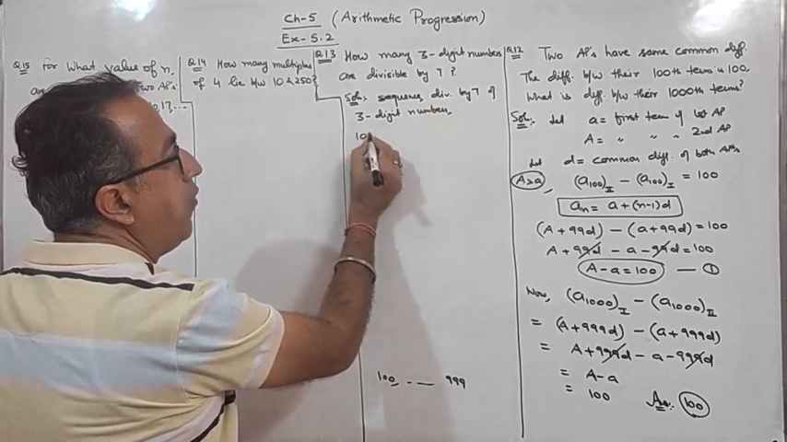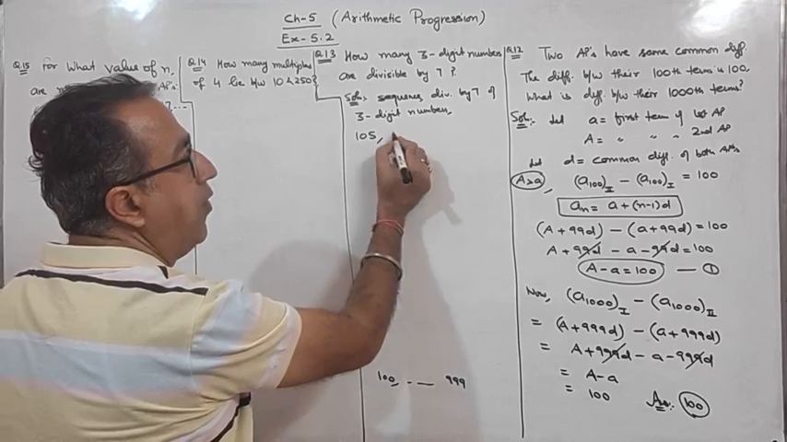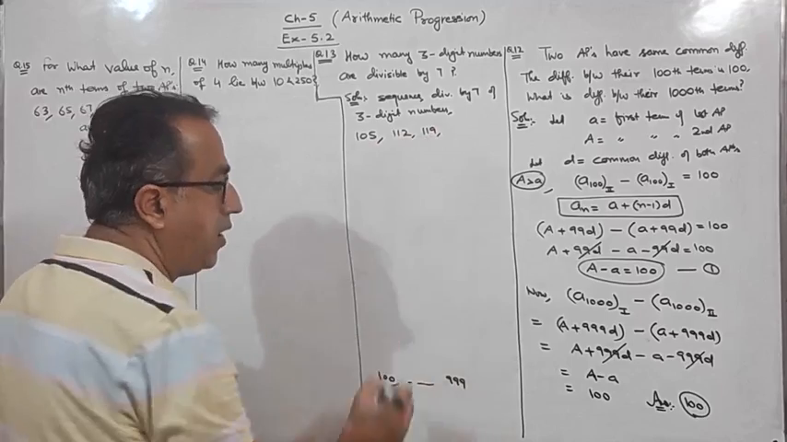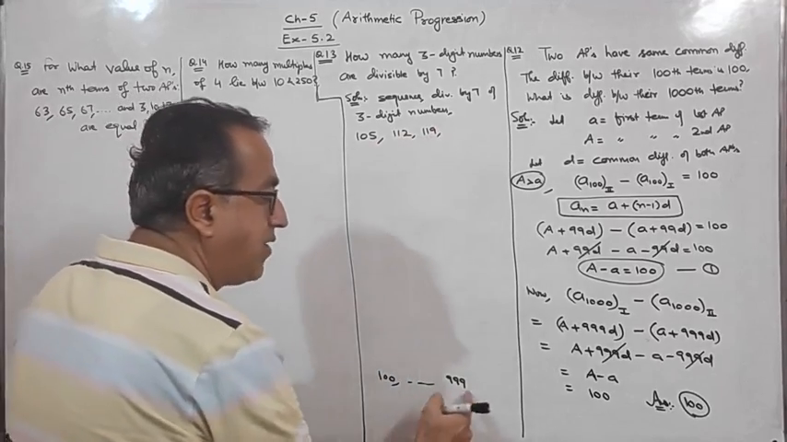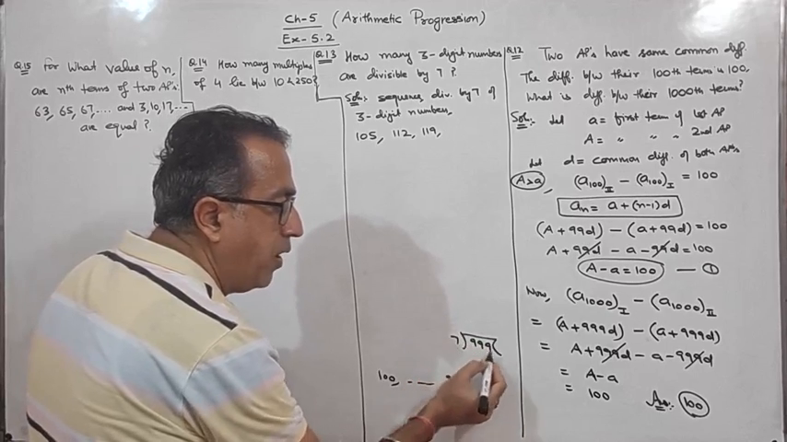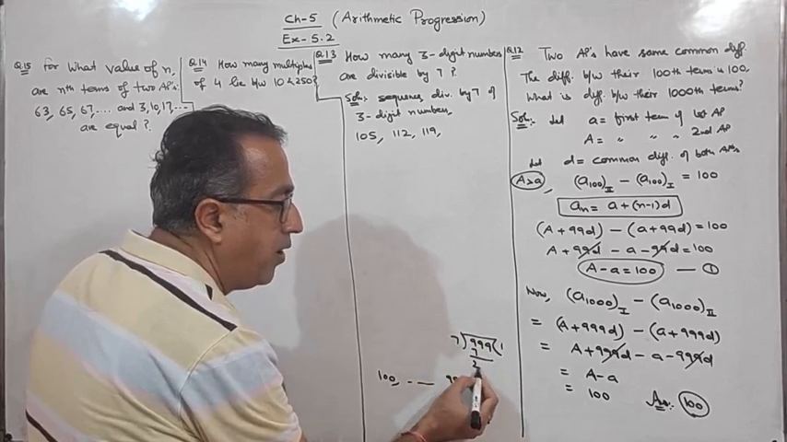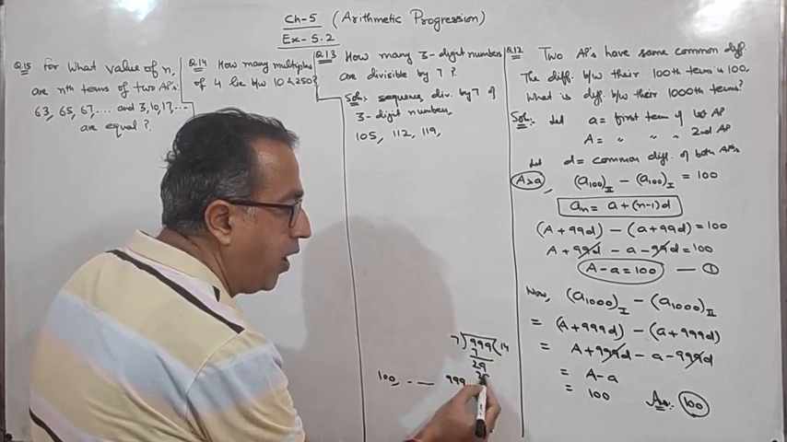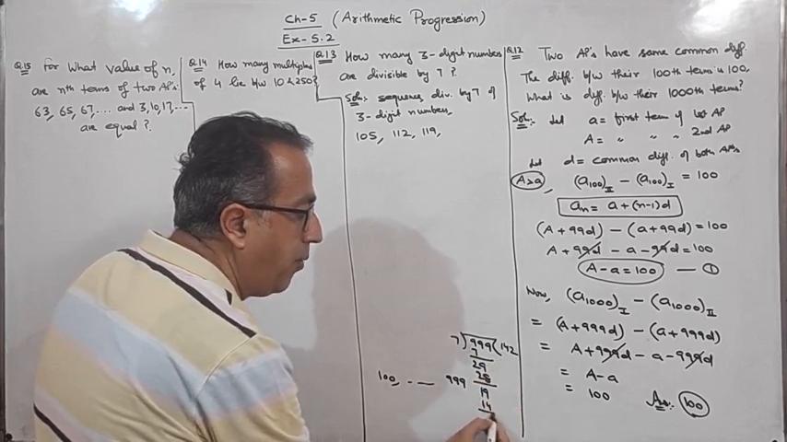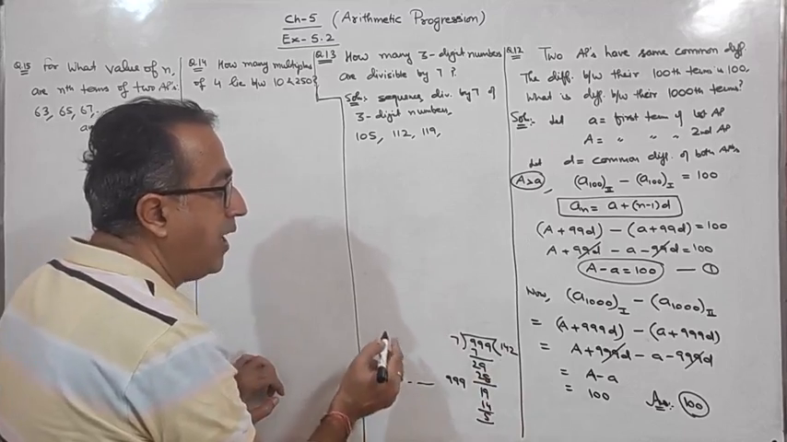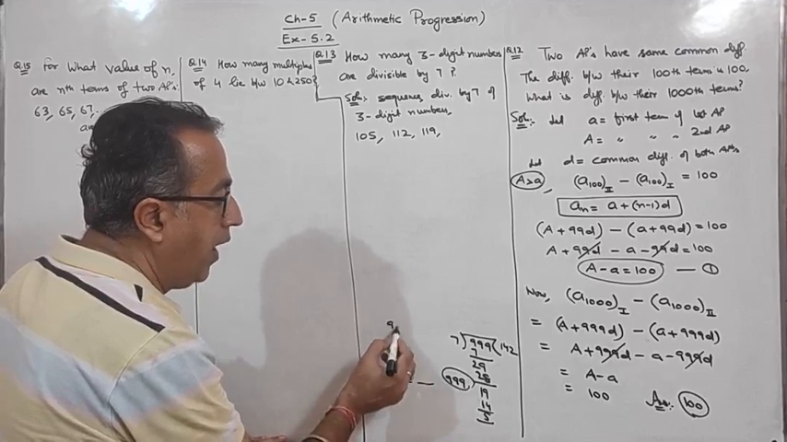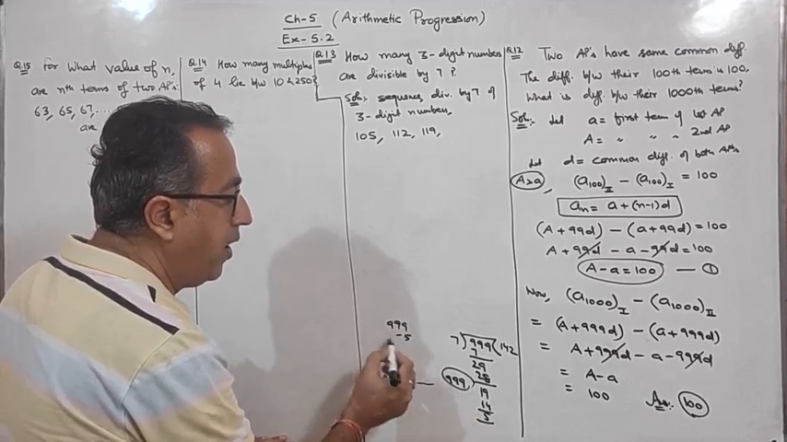This is 105. Next, by adding 7, 112. Next, by adding 7, 119. And the last number, how can you find it? Divide 999 by 7. 7 ones are 7, remainder 2, 29. 7 fours are 28, remainder 1, 19. 7 twos are 14, remainder is 5. So the last 3-digit number which is divisible by 7 is 999 minus this remainder 5.